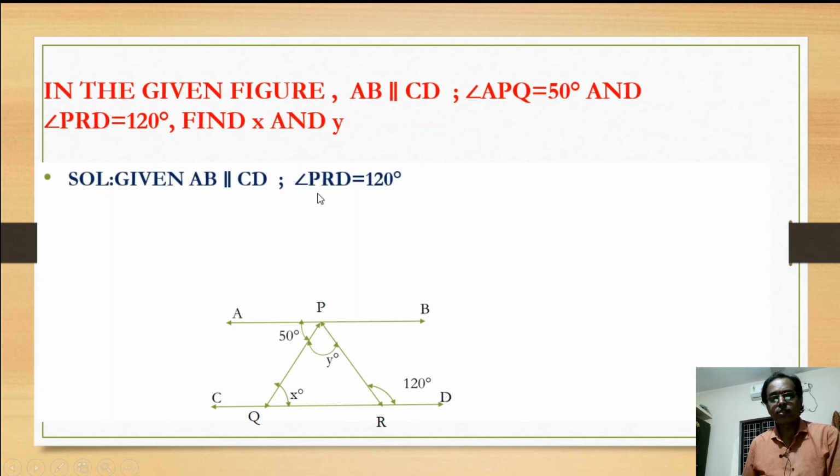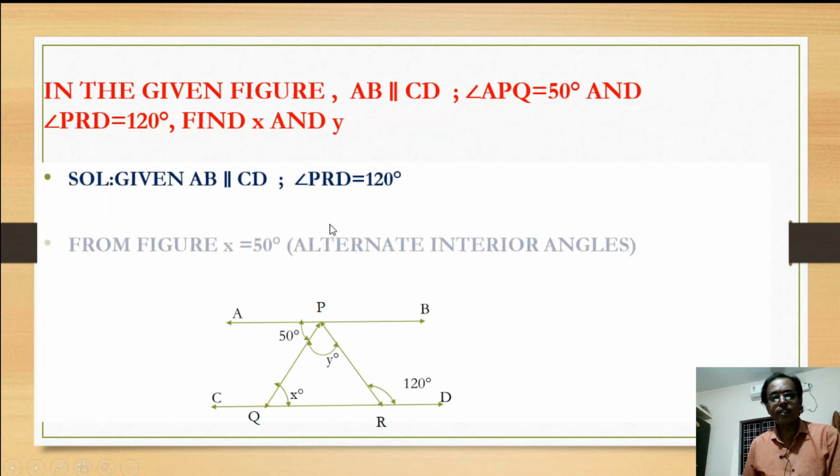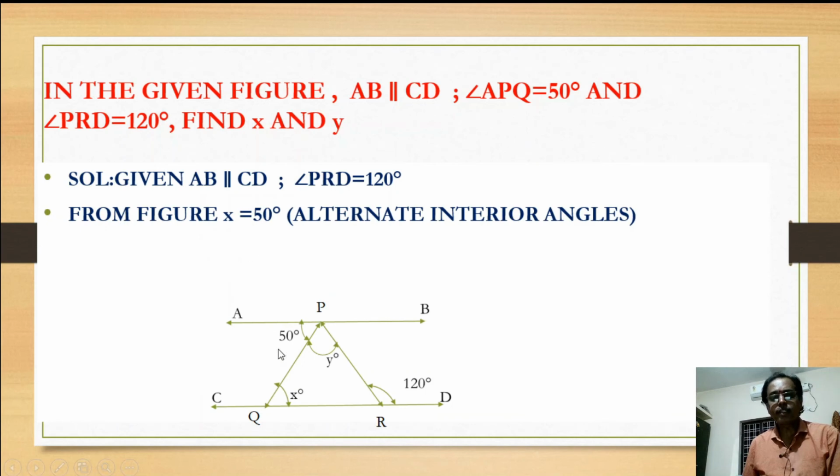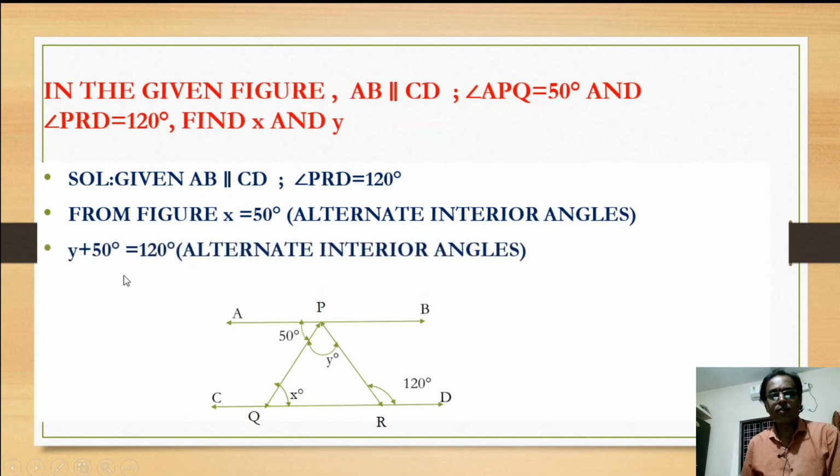Given that AB is parallel to CD, angle PRD is 120 degrees. From the figure, x is equal to 50 degrees. Simply, these two are alternate interior angles, because AB is parallel to CD and here PQ acts as a transversal. Now y plus 50 is equal to 120.